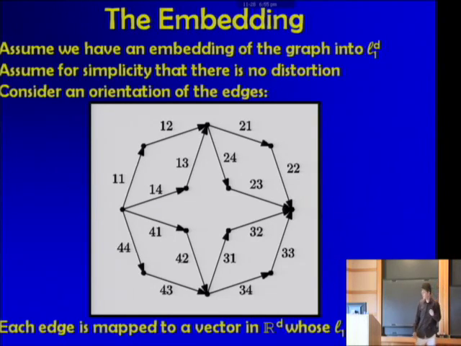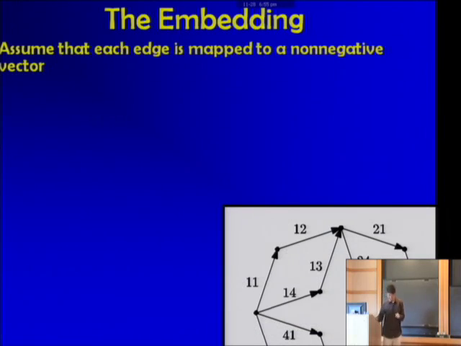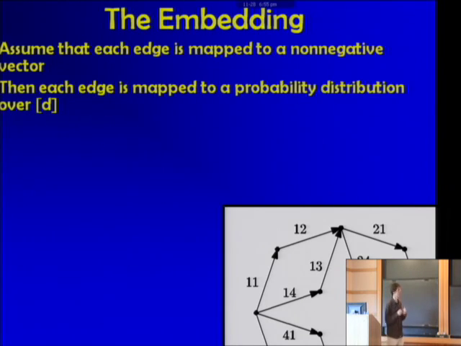So let me summarize what I said. We need to assume that each edge is mapped to a non-negative vector. I'll later justify why we can do that. But if you're willing to believe that each edge is mapped to a non-negative vector, then each edge is mapped to a probability distribution over D, because it's mapped to a vector whose L1 norm is 1, meaning the sum of the coordinates is 1. And if it's also non-negative, then it's really a probability distribution. This is the main idea. We can think of the embedding as providing us with an encoding of the edges. Each edge is mapped to a probability distribution over D.